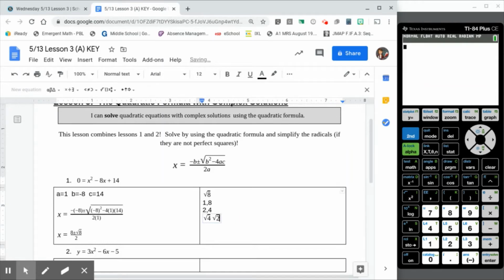We can simplify the radical 4. That turns into a 2. I'll put this all in the equation: 2, and then radical 2 stays the same. So that's our simplified radical.